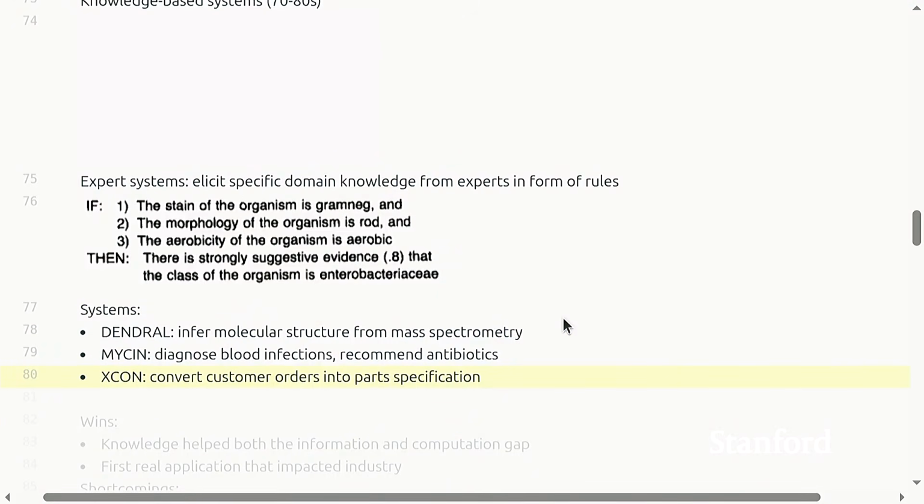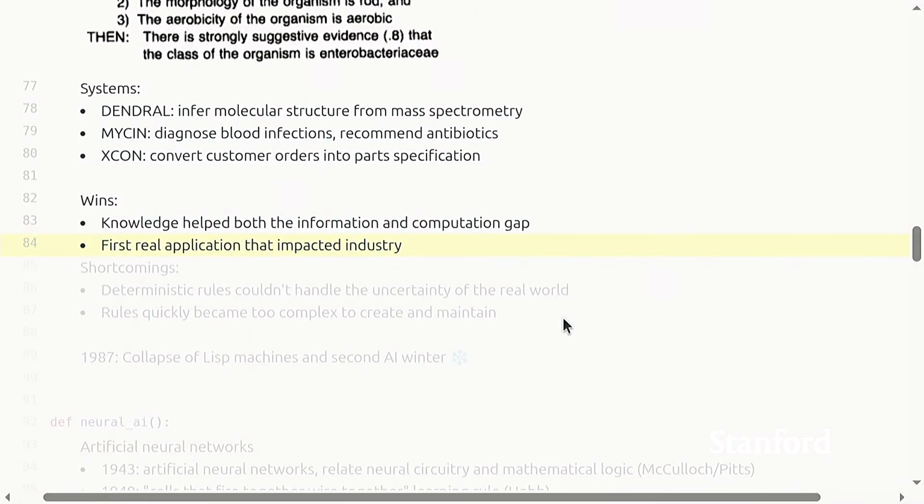or convert customer orders. And the good thing is that the knowledge did actually help. Both the information computation gap, because you have more knowledge in the system, and because you have more knowledge, you don't have to search wildly through a huge space. And this was actually the first time that AI actually had a real application that impacted industry and was solving real problems in the world. But the shortcoming was that these rules really didn't deal well with the uncertainty of the real world.